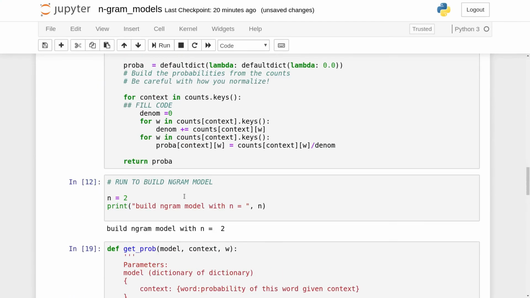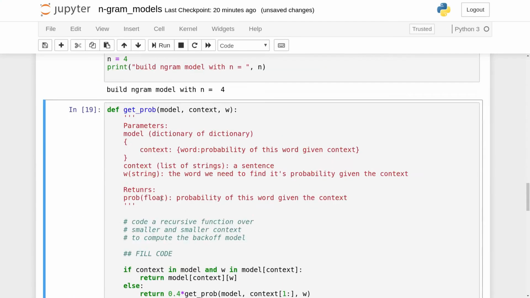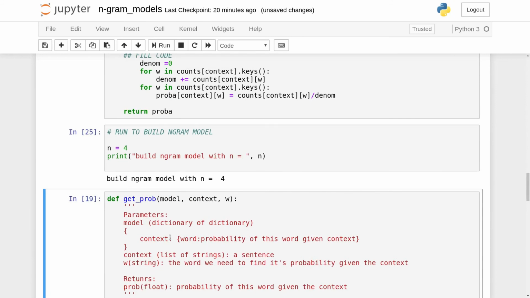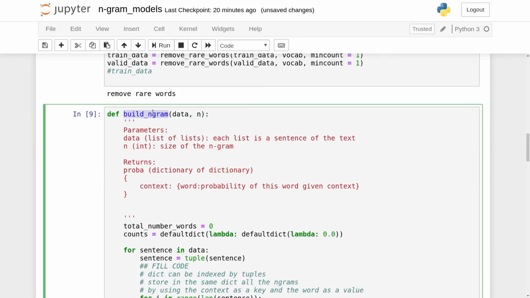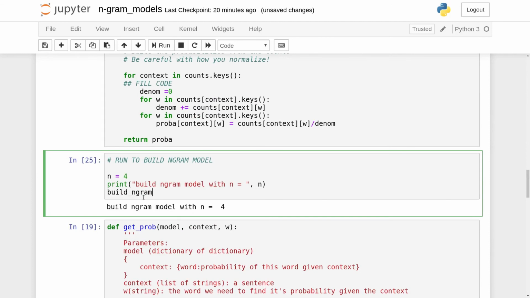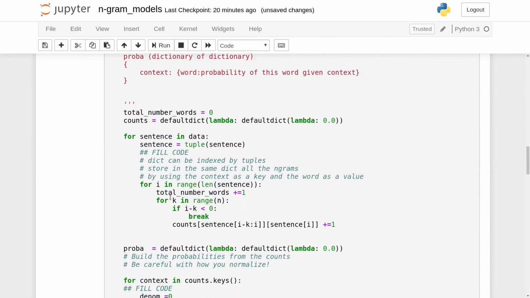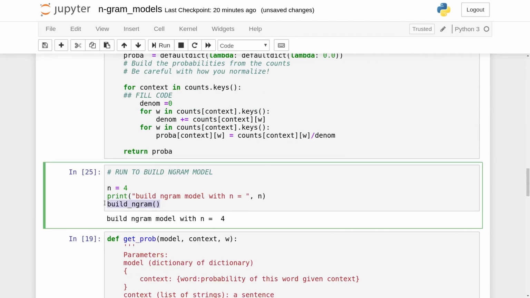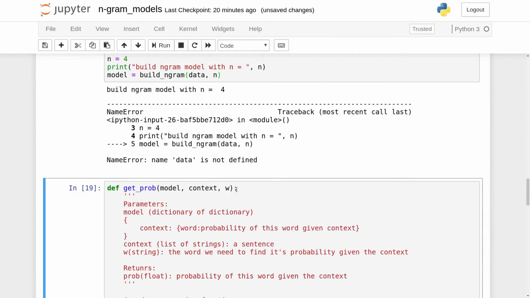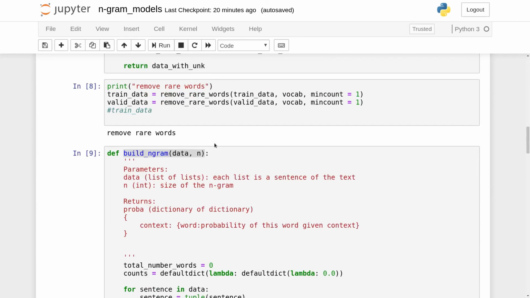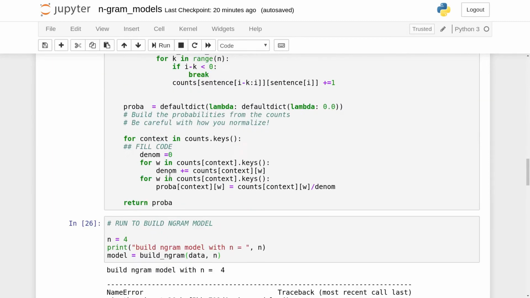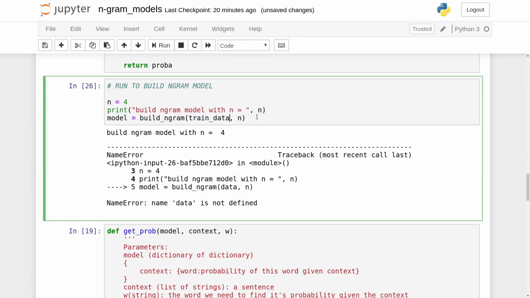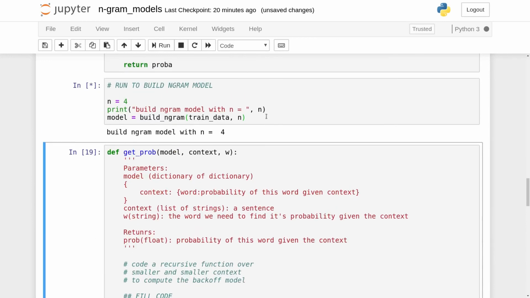I think we need to build the model first. Let's say suppose n equals 4. This will take a bit of time. Call the function build. So what does it take? It takes the data and n. So model equals build n-gram. Sorry, so we'll use the train data. It will take a bit of time, and let's see.